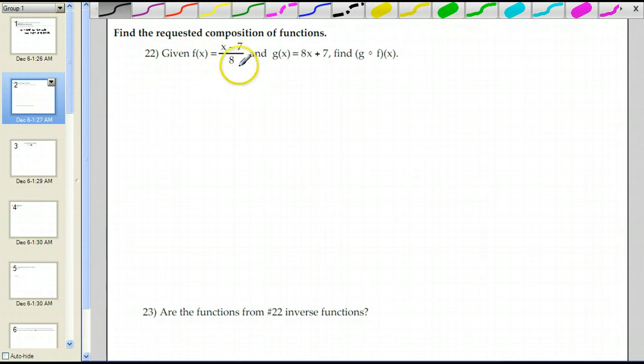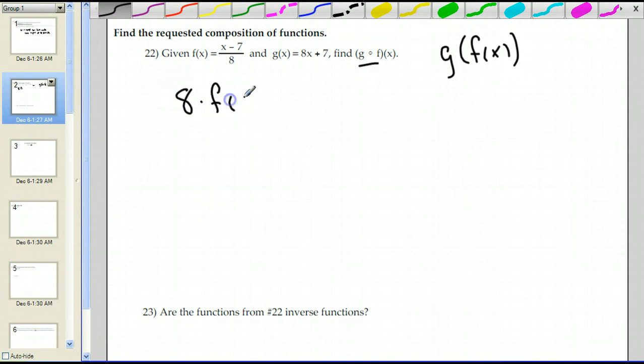Alright, here's f of x, here's g of x. We want to find g of f of x, and then 23 asks us about 22. So we're going to simplify this after we do it. G of f of x, excuse me, that means the same thing as f of x as the input of g of x. So we're going to put this function f into this place where the x is. Okay, so g is going to take f of x, the entire function, as its input. Well, what does g do to its input? G multiplies the input by 8 and adds 7. So g is going to take f of x and it's going to multiply it by 8, and then it's going to add 7 to that.